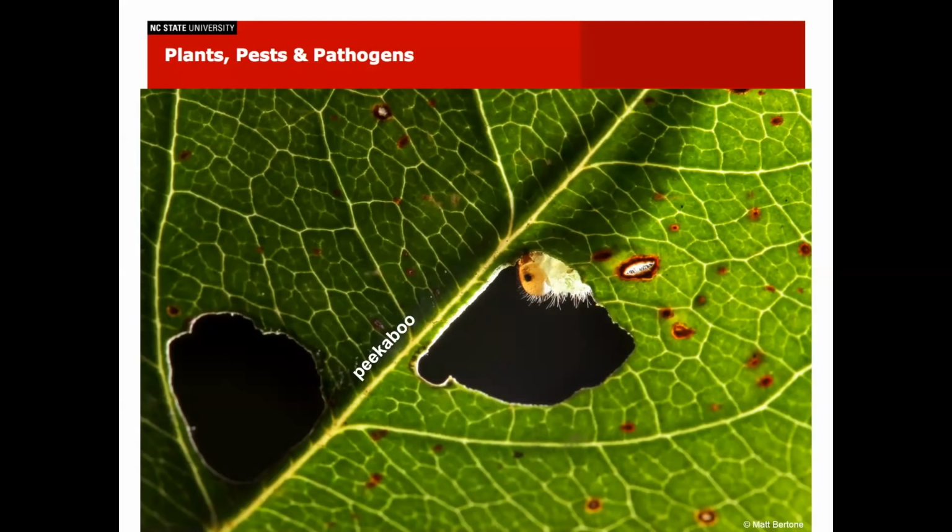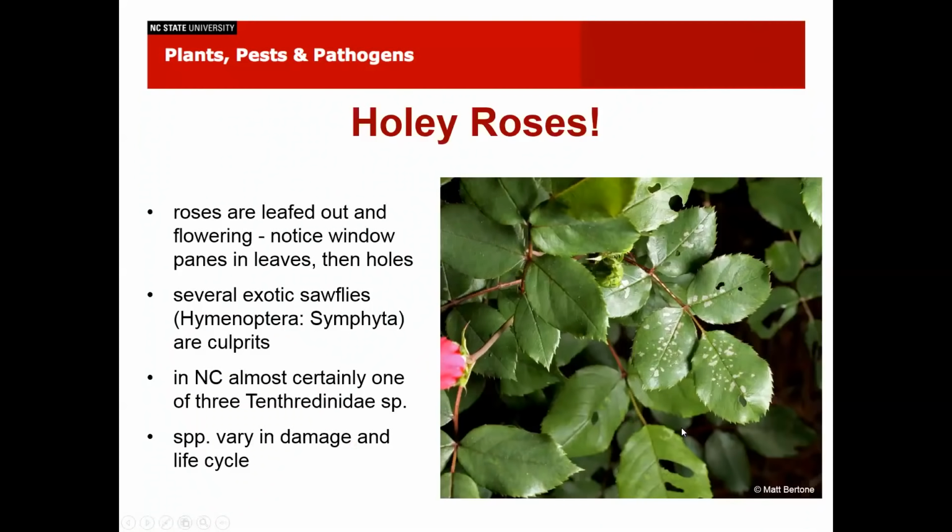And today I wanted to start off with this thing, peeking through a hole in a leaf that it made. So holy roses, today I'm going to talk about things that are creating holes in your roses throughout the season, and really just focusing on some sawflies actually. So the roses are leafed out right now. And you may notice these little tiny window panes in the leaves becoming holes. And this is almost certainly due to a few species of sawflies. And I'm going to go through the different species that are going to be affecting roses throughout the year.